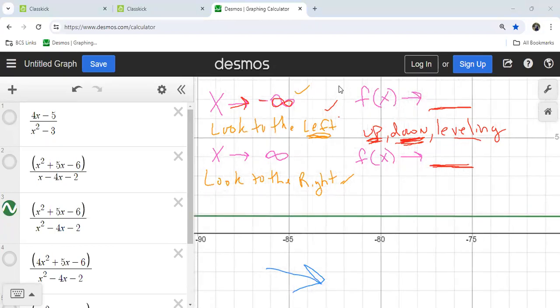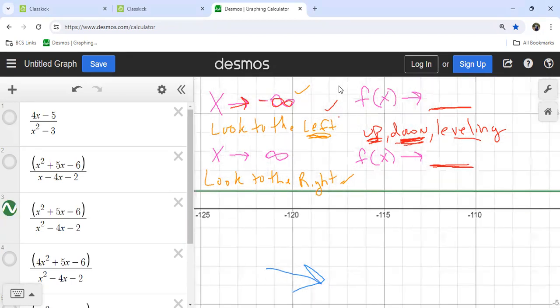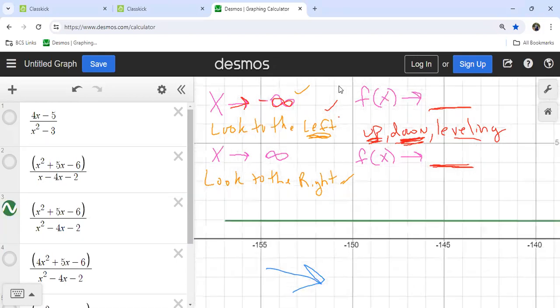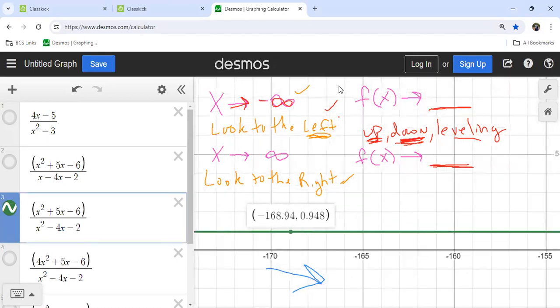And then what we're going to do is we're going to trace that graph. We're going to look at it. It says 0.899. We keep going. And then it gets closer to 0.93. It just keeps going, and we get closer, 0.948, and it looks like we're approaching the value of 1. So I might say, okay, well, it is now leveling, and it is leveling at a value of 1. Okay, so we're always asking that question. So what's it doing, up, down, or leveling?